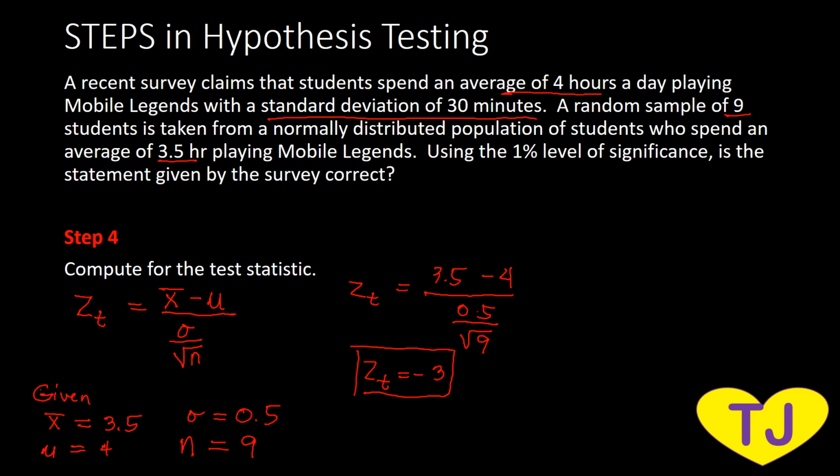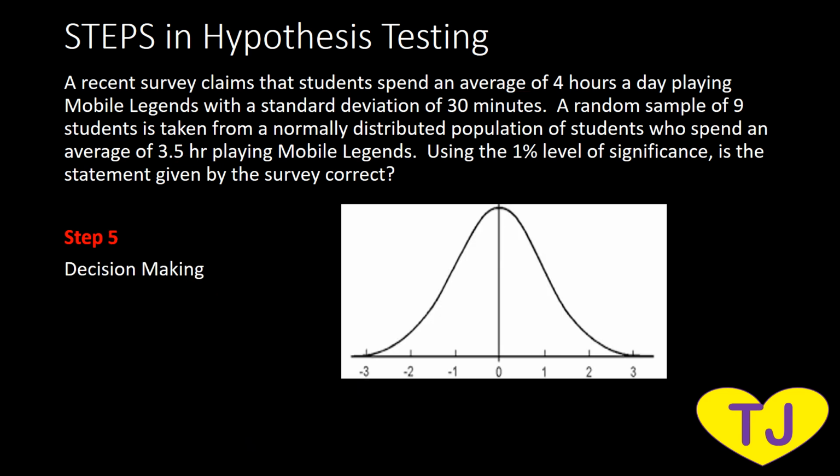Now, since we have the computed test statistic, we are now going to make our decision and we need to go through step 5. Step 5 is decision making. Now, take note, everybody, there are 2 possible decisions that you can make. You can reject the null hypothesis, or you have to fail to reject H0. So this is the only decision that you can make. So you just have to choose between the 2.